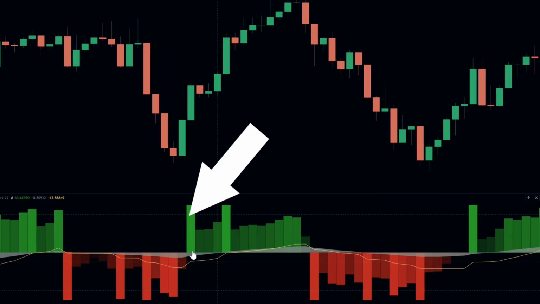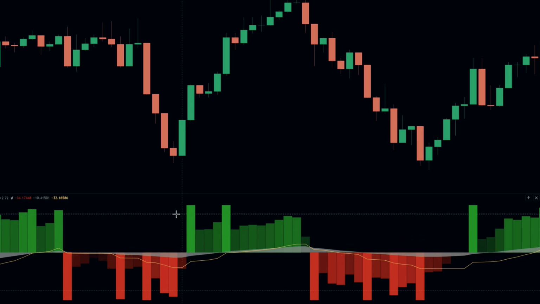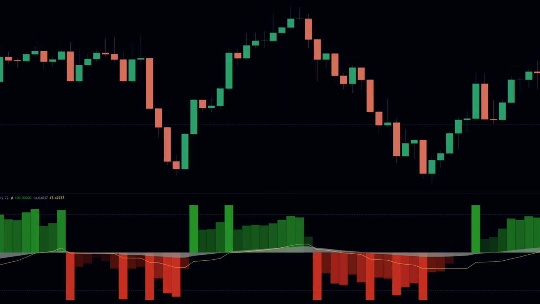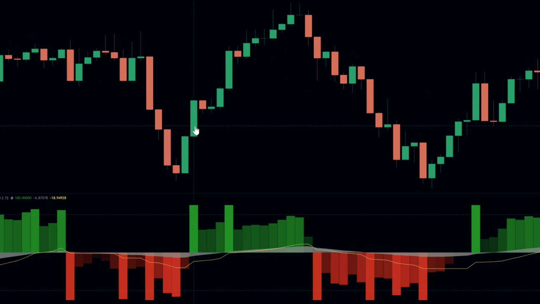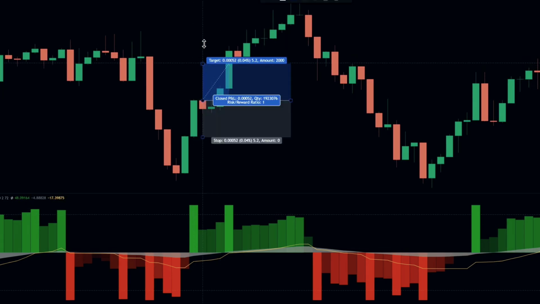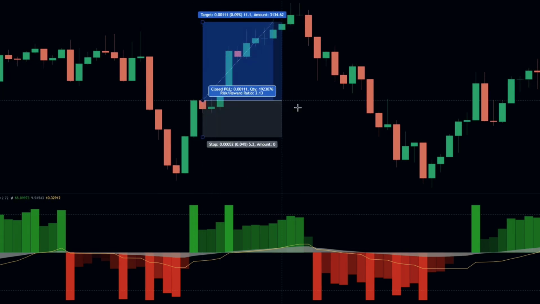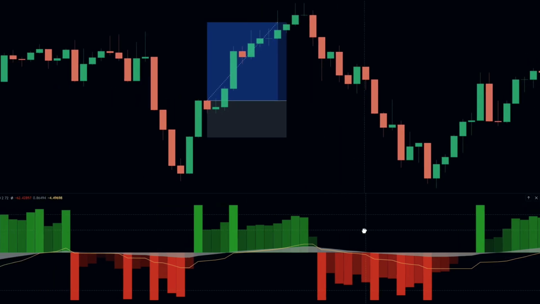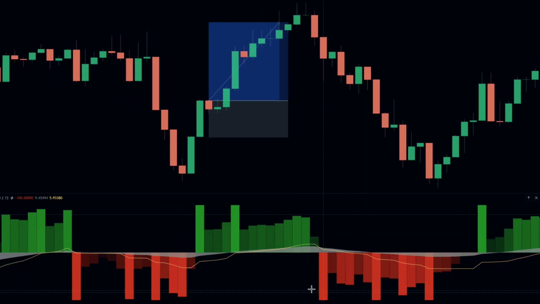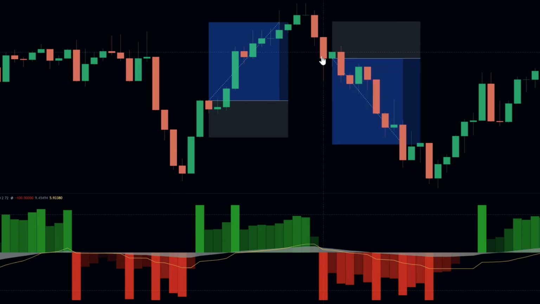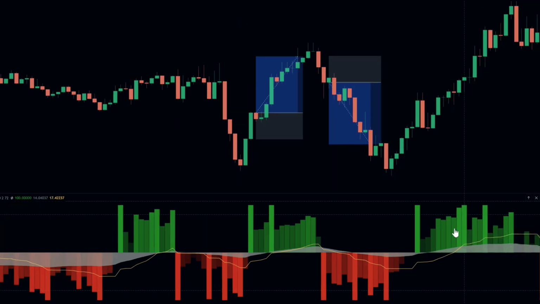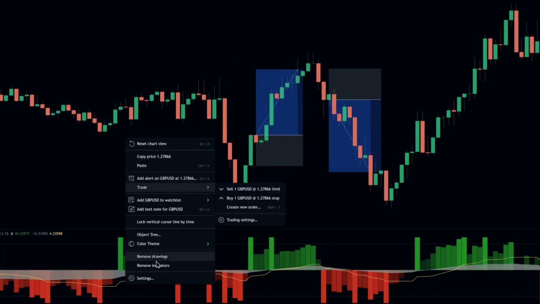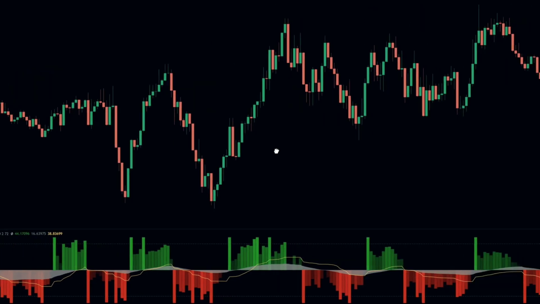For example, when the histogram crosses above the 80 level, we would look for long positions, provided we have other confluences from additional indicators or price action. On the other hand, for short positions, we would look for areas where the histogram is below minus 80. Like any other trading indicator, this one should not be used alone. Because of that, let's add another tool to the chart to create a simple and effective scalping strategy.